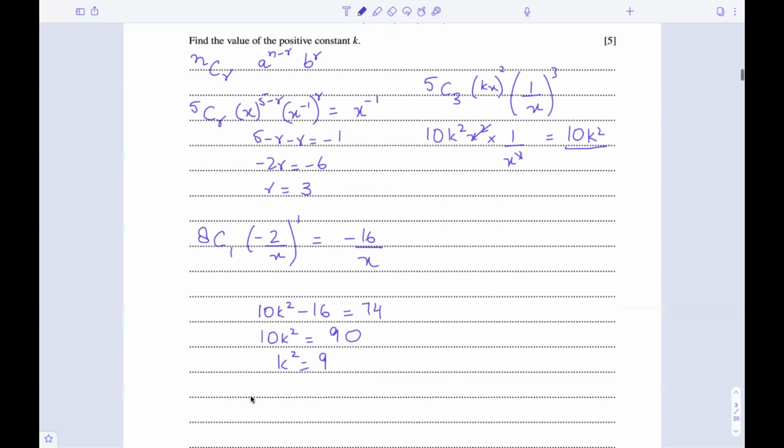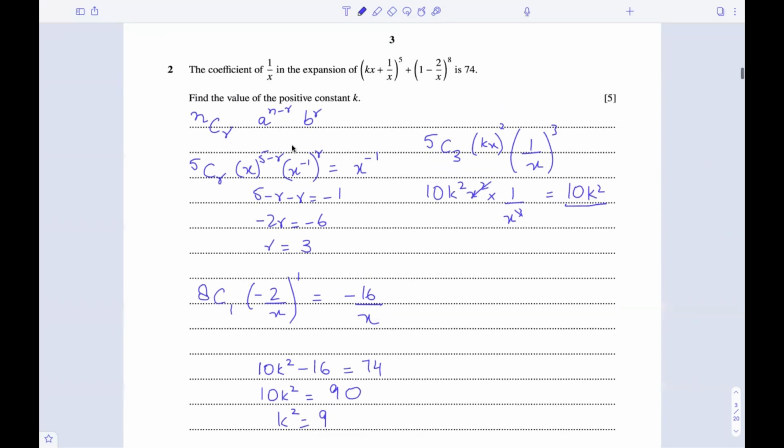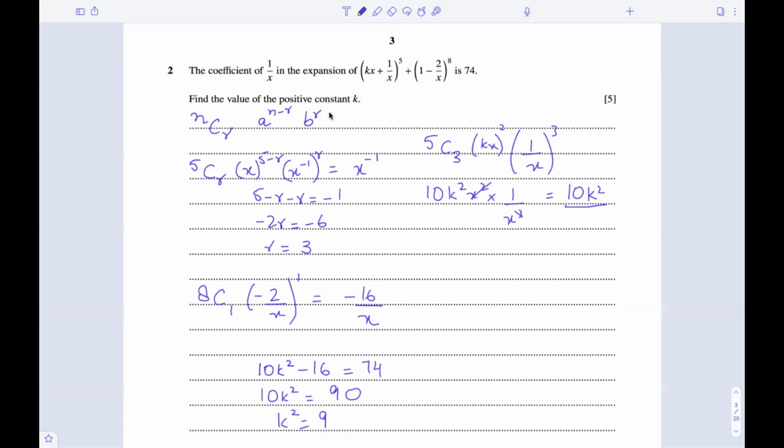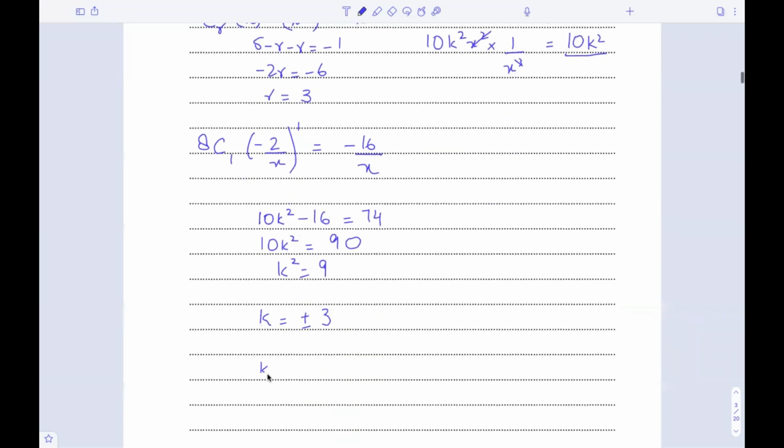When we square root the value of 9, we get k is equal to plus minus 3. In the question, it says find the value of the positive constant k. So it means we'll just take the value of k is equal to 3.